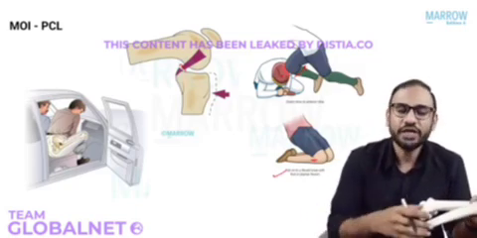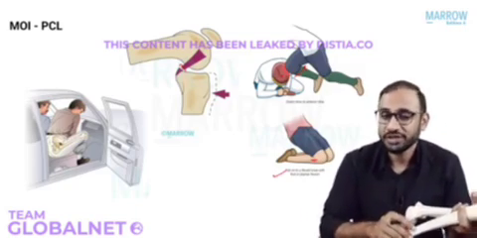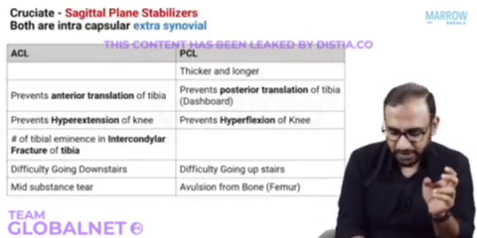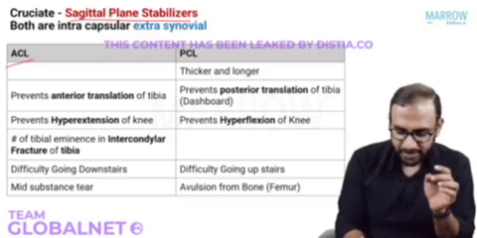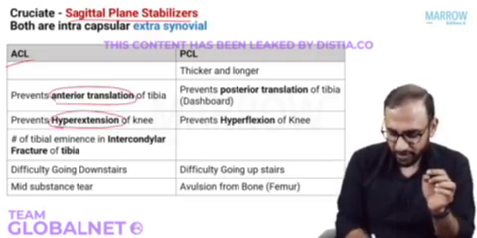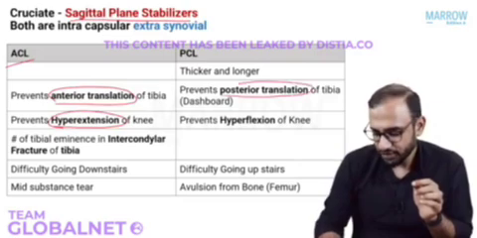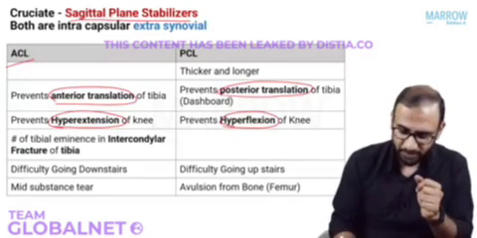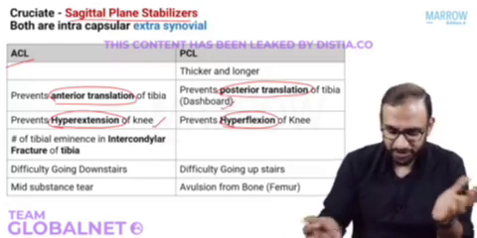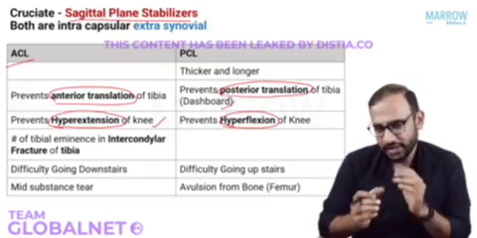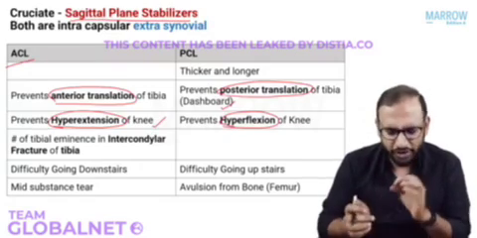Okay? So now quickly review the clinical features of a patient who tears their cruciate. We recall that cruciates are sagittal plane stabilizers. ACL prevents anterior translation of the tibia and hyperextension of the knee. PCL prevents posterior translation of the tibia and hyperflexion of the knee. So how will they get injured? Hyperextension of the knee, dashboard injury. Right? Dashboard injury.